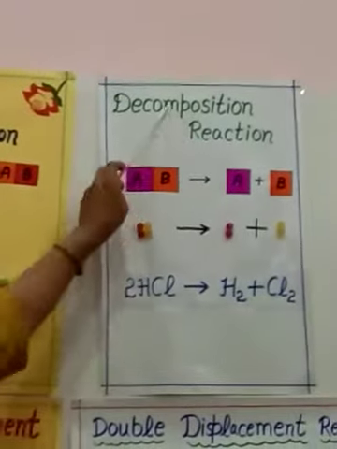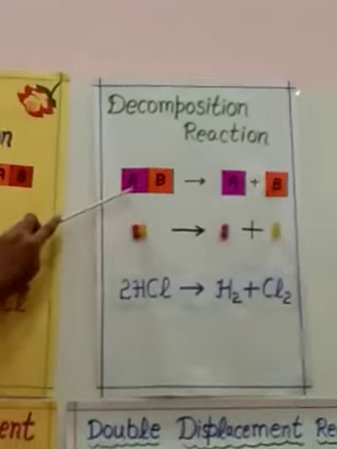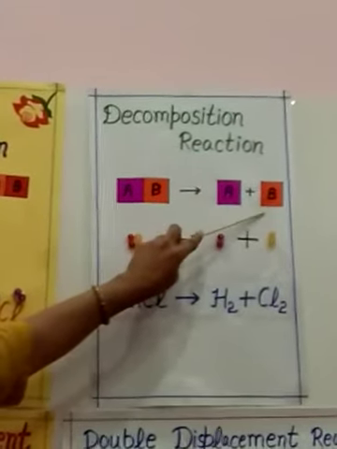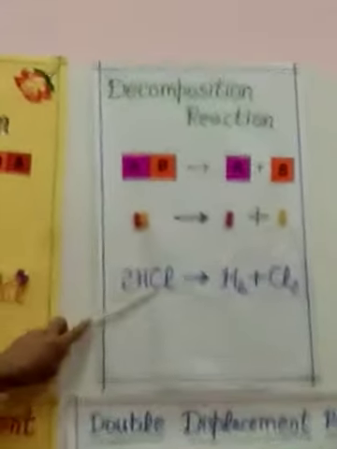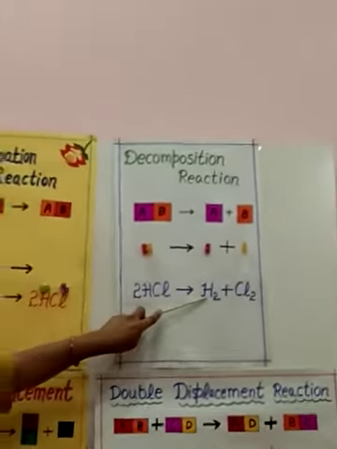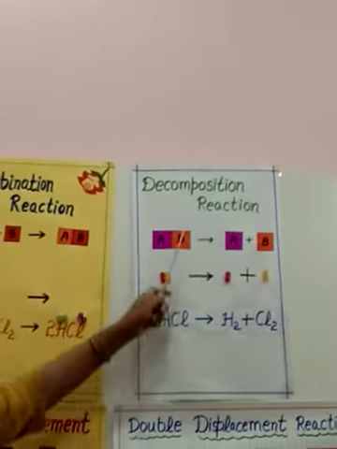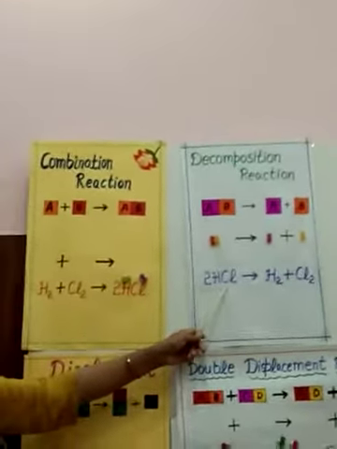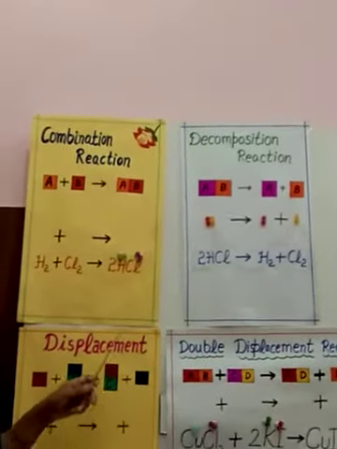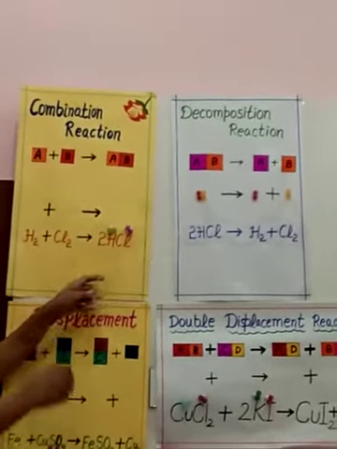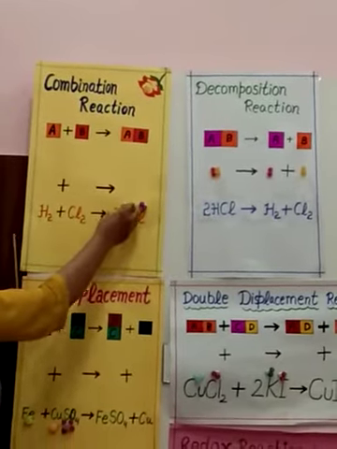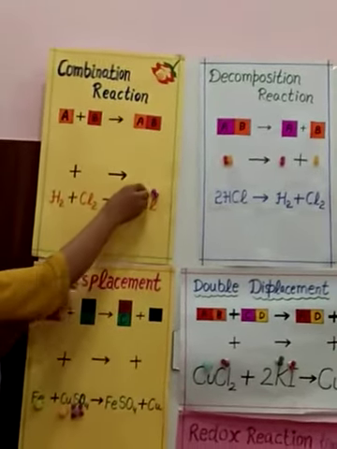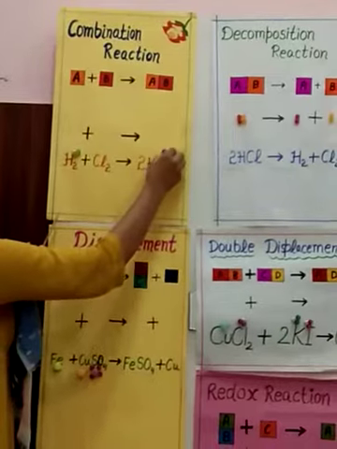The next type of chemical reaction is the decomposition reaction. Decomposition means breaking down. Here hydrochloric acid breaks down into hydrogen and chlorine. The decomposition reaction is opposite to the combination reaction, so I have taken the same example. Now we see how this reaction actually takes place. Hydrochloric acid breaks into hydrogen and chlorine.